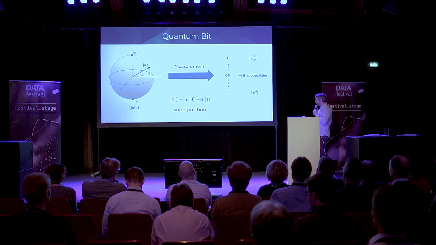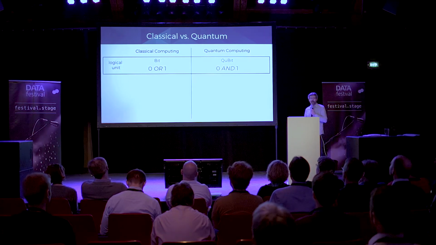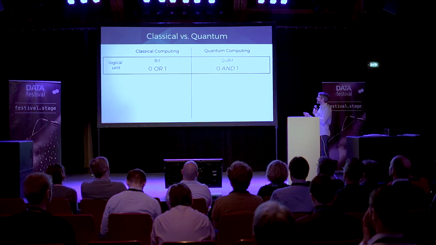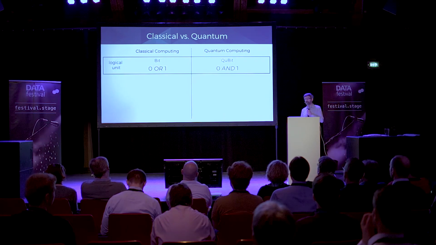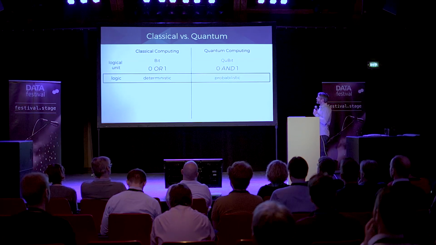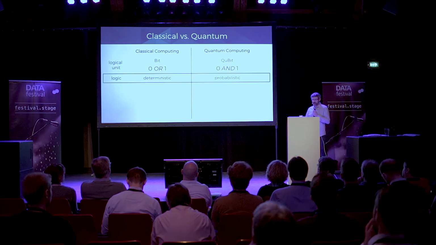So, to bring it down and summarize it a little bit more, let us compare that to the classical bit, to a classical computer. The usual logic unit on a classical computer is the bit. It's either 0 or 1. As I mentioned, the qubit, on the other hand, could be 0 and 1 at the same time. And that comes at a price, as we've seen, namely that the quantum computer is working on a probabilistic logic, whereas the classical computer is always deterministic at any point in time.